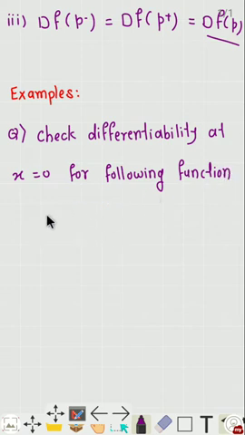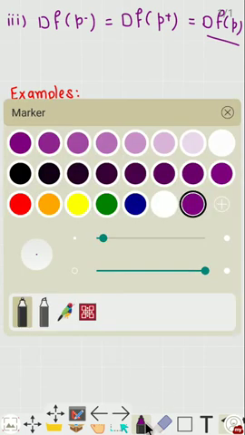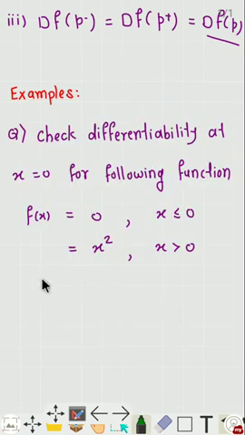The function is f of x equal to 0 when x is less than or equal to 0, and f of x equal to x square when x is strictly greater than 0. So this function is given to you and we have to check the differentiability of this function at x equal to 0. Answer. We find the left hand derivative and right hand derivative of that function at the point x equal to 0.